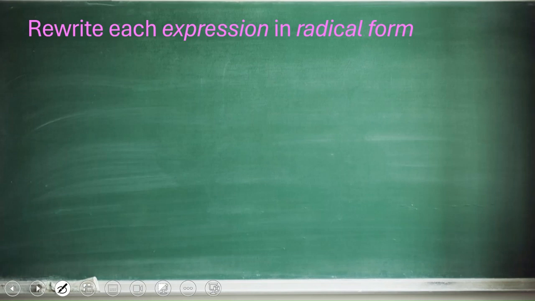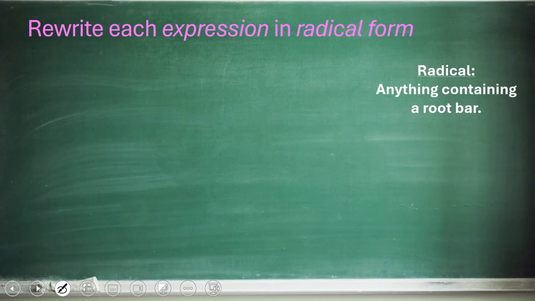Today we're rewriting expressions in radical form. A radical is anything containing a root bar. The most common one you've probably seen is the square root bar. But you can also have radicals that look like this, or even this. So how do we make root bars look like that?